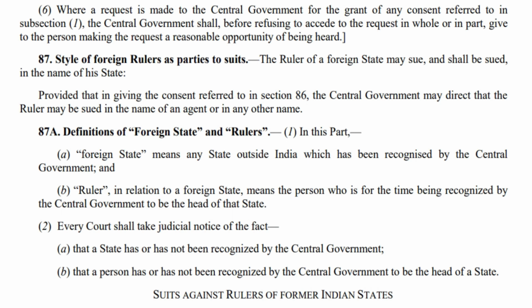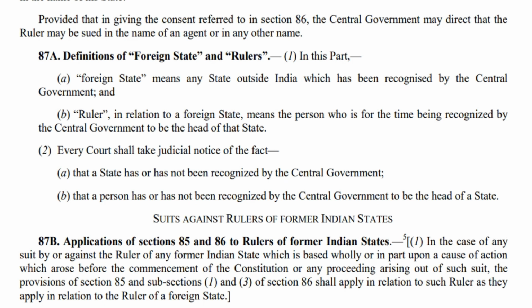That is the first point. In case, while giving the consent, the central government is saying, no, you should not file in the name of the state, you can file in the name of the agent of the ruler. There is an agent for ruler A called B. In that case, you can file in the name of B or in any other name as specified by the central government. Let us move to section 87A, definitions of foreign state and rulers.